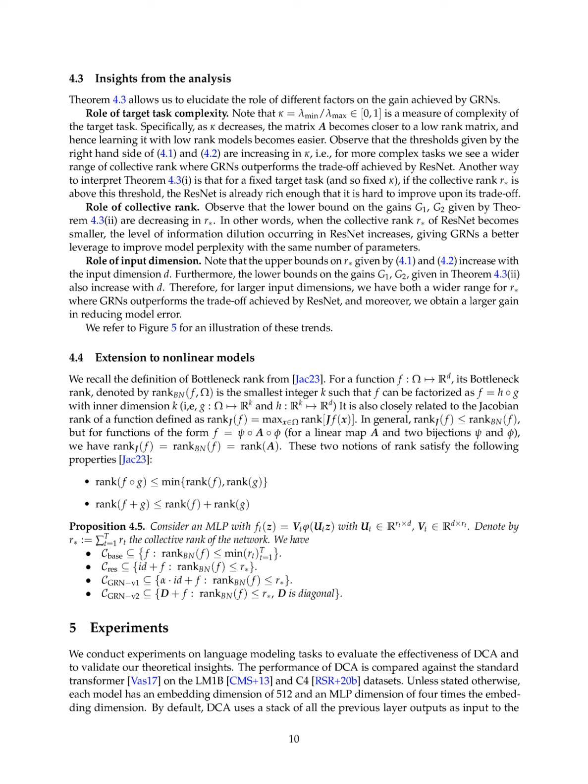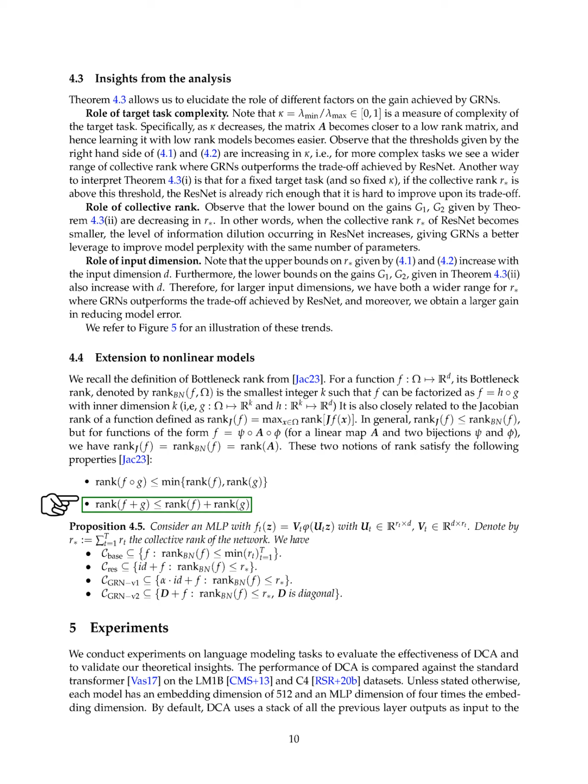Section Summary. In this section, we analyze how various factors, such as target task complexity, collective rank, and input dimension, influence the performance of generative recurrent networks, GRNs, compared to ResNet. We find that lower task complexity and collective rank enhance GRN's ability to reduce model error, while larger input dimensions provide a broader range for GRNs to outperform ResNet, ultimately leading to improved model performance.